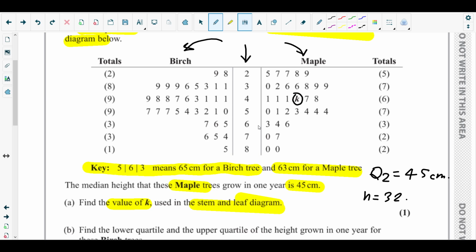How can you interpret the 16th term? Let's see. 6 | 3 is basically 60 plus 3, that makes 63. In the same way, 4 | k would be 40 plus k. So we got the 16th term, so let's consider the median.